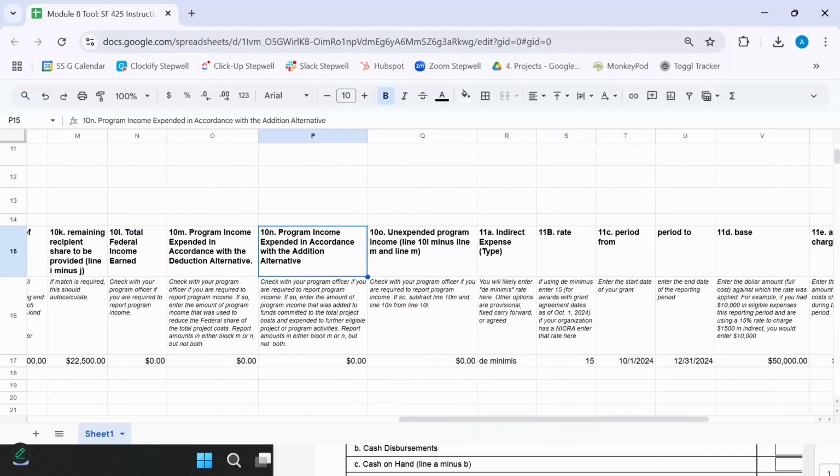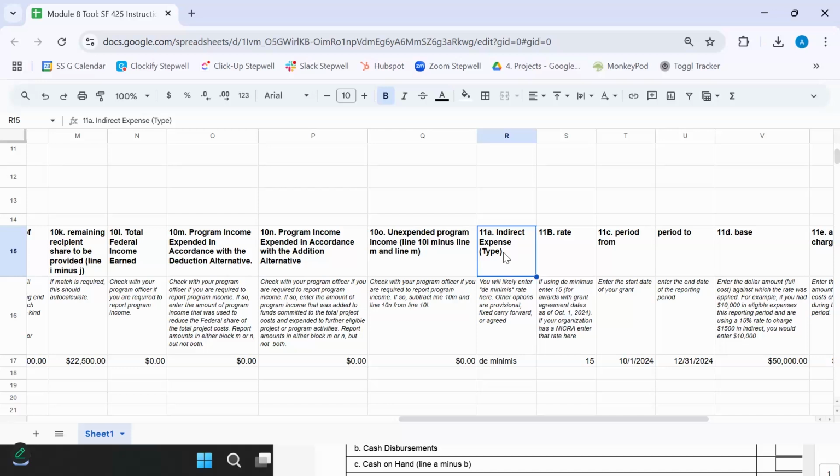Boxes 11A through F are for reporting your indirect expenses. This is where you report the amount of indirect funds you've drawn down on the award. In 11A, you'll put your type of indirect expense. This could be the de minimis rate, which is the standard allowable indirect cost rate if your organization does not have a negotiated rate. Other types could be provisional, fixed, carried forward, or agreed. If you have any questions about your rate type, ask your grant officer what you should put here.